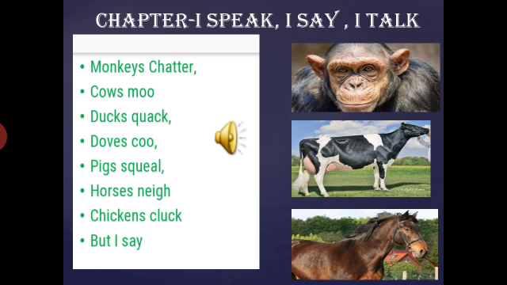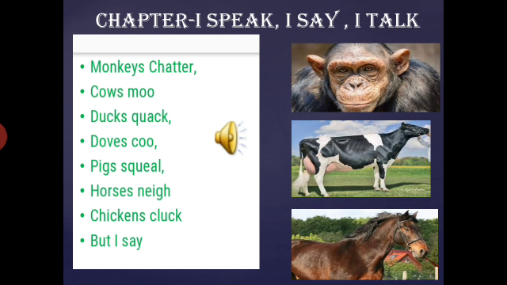So tell me, what is chatter? Chatter is the sound made by monkeys. Cows moo. What is moo? Moo is the sound made by cows. Quack. What is quack? Quack is the sound made by ducks. Coo. What is coo? Coo is the sound made by doves. Squeal. What is squeal? Squeal is the sound made by pigs. Neigh. What is neigh? Neigh is the sound made by horses. Cluck. What is cluck? Cluck is the sound made by chickens.